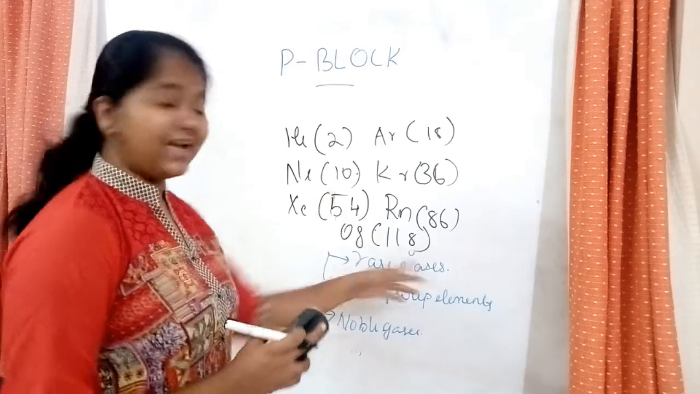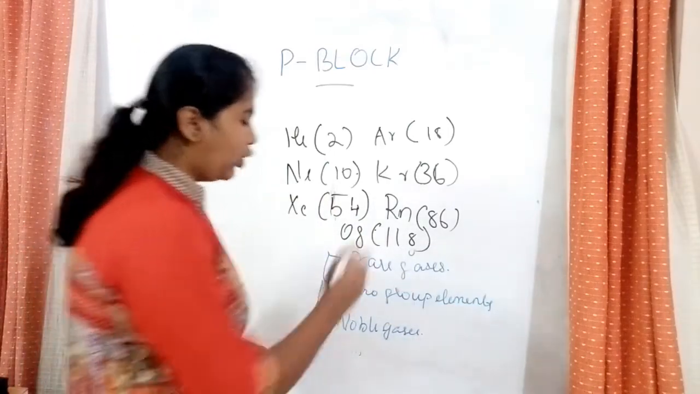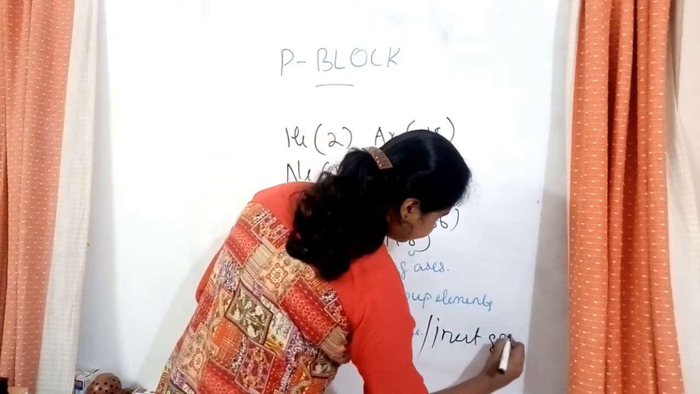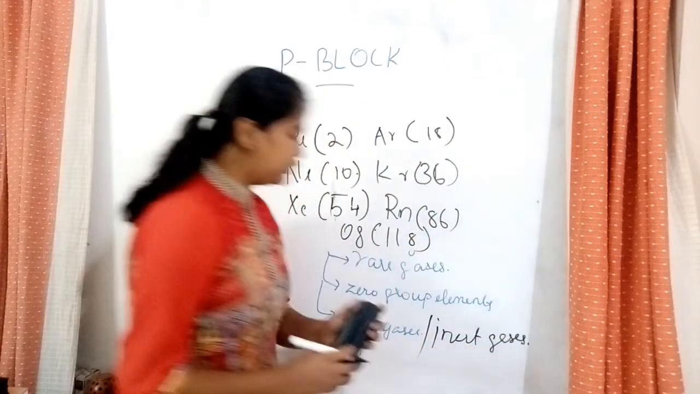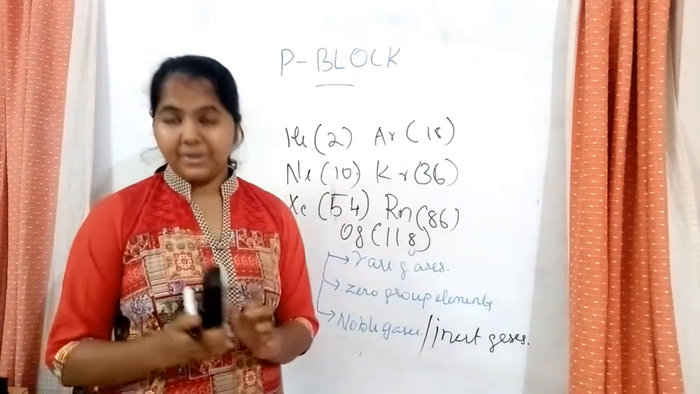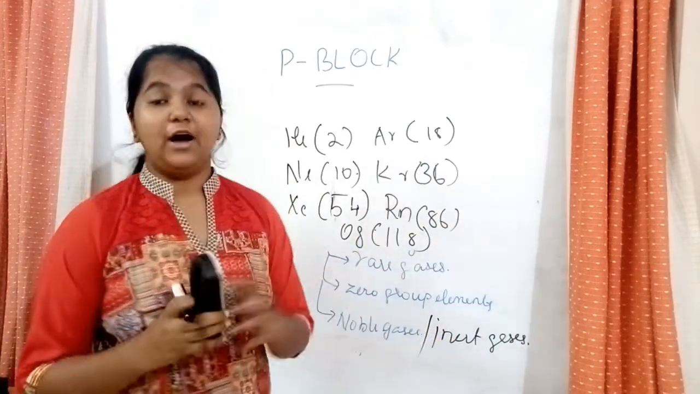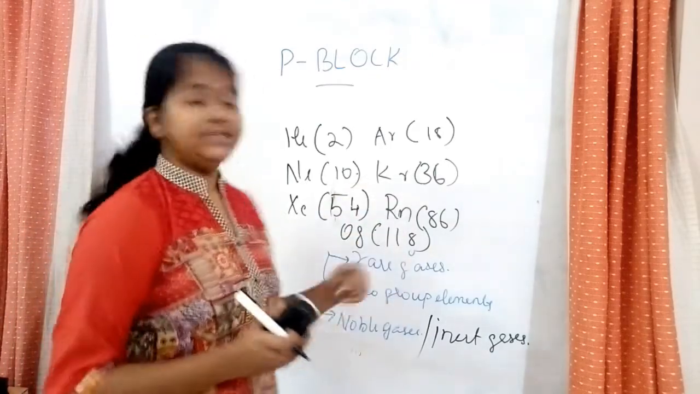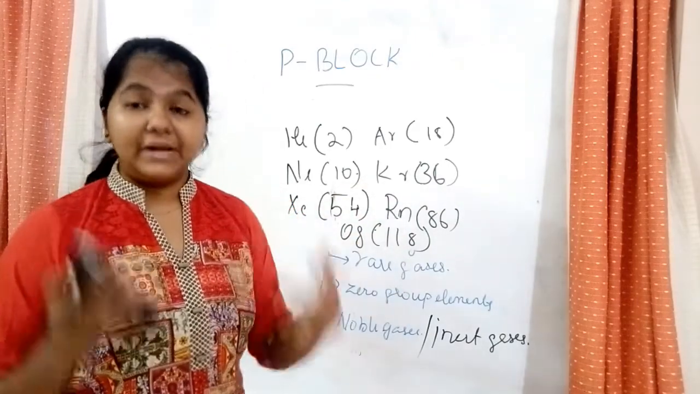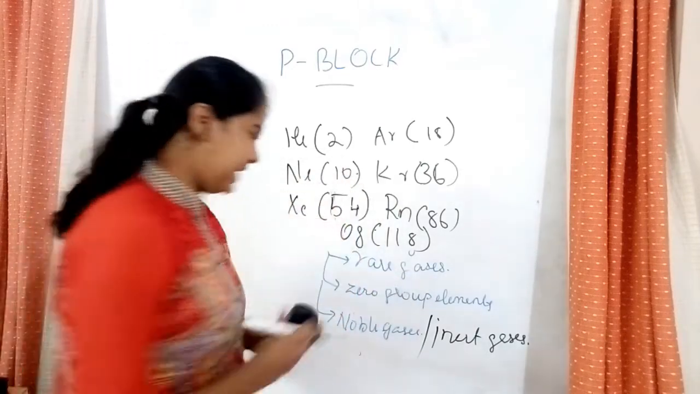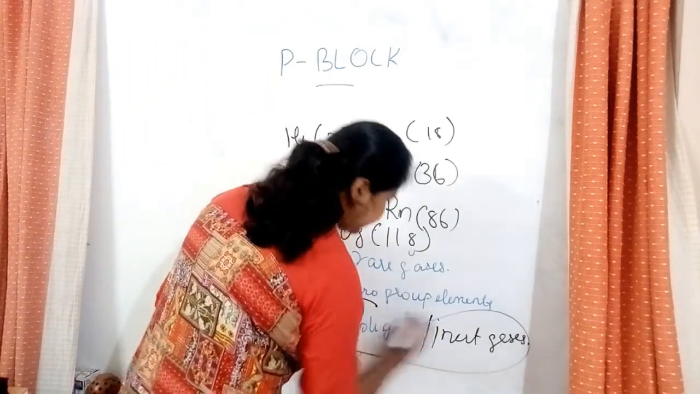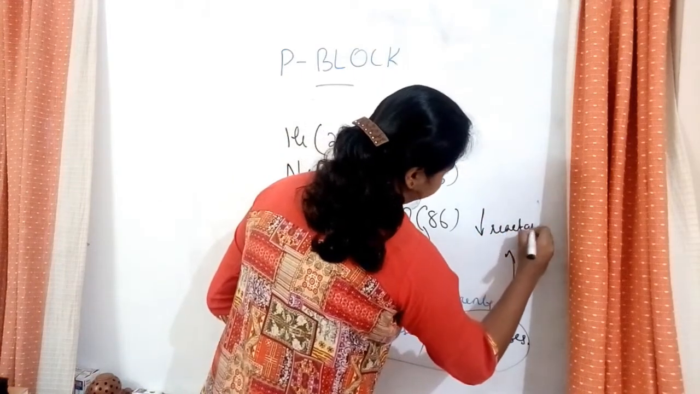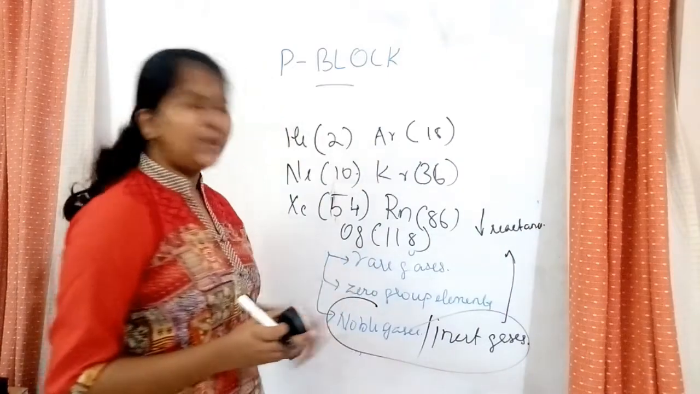So now let's see why these names are given. First thing, noble gases or inert gases. They are called noble gases or inert gases because of their reaction with the other elements. They are less reactive. We say inert gases are very less reactive. Because of their low reactivity they are called both noble gases or inert gases.